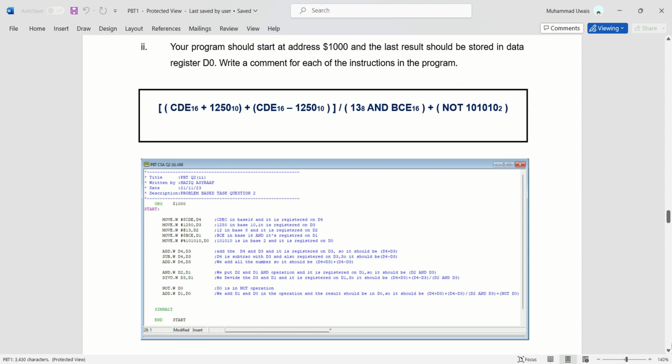Not.w D0. D0 is in not operation. Add.w D1 D0. We add D1 and D0 in the operation and the result should be in D0. So it should be D4 plus D3 plus D4 minus D3 divide D2 and D3 plus not D0. Simhalt and end start. That's how the code ends.